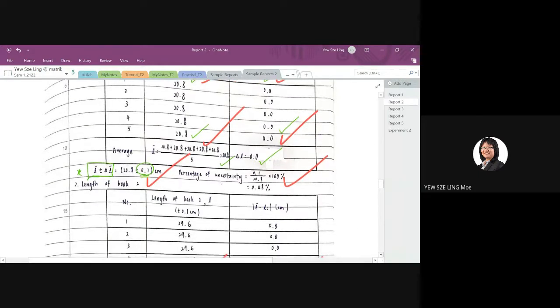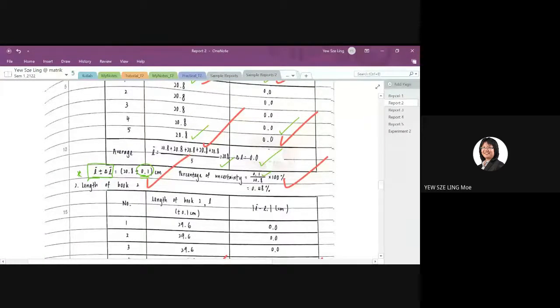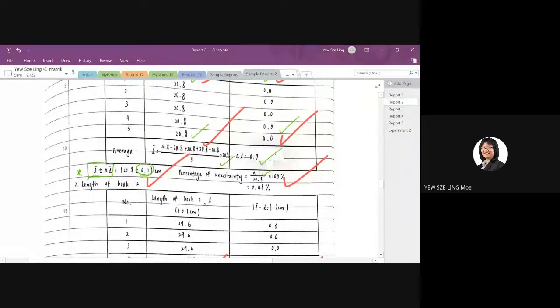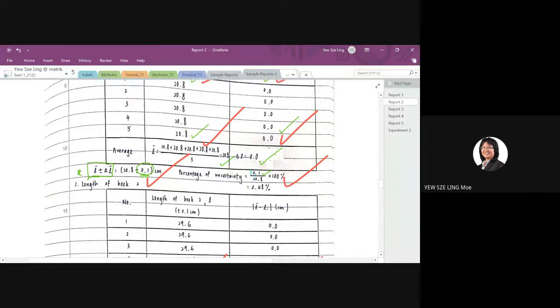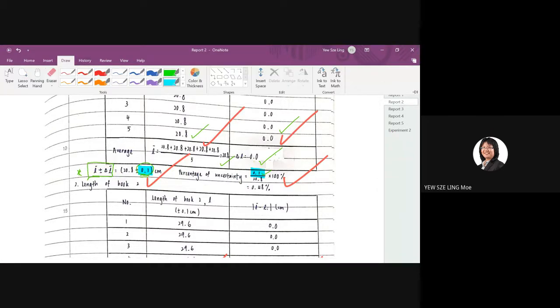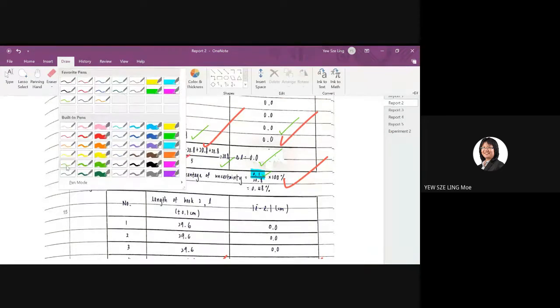So for the percentage of uncertainty, we got 0.1. Remember, don't use 0.0, because 0.0 is in the table. The values that we use to calculate percentage of uncertainty should be based on the 0.1 coming from L plus minus delta L. You don't look at the table anymore. Percentage of uncertainty must be calculated by using the results, L plus minus delta L.